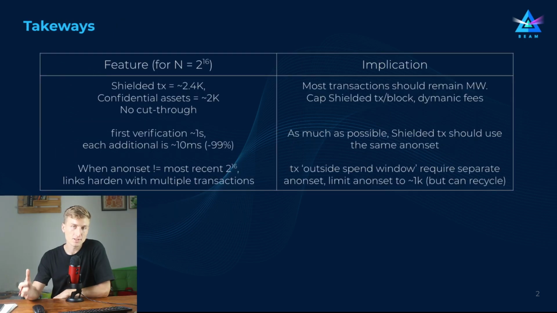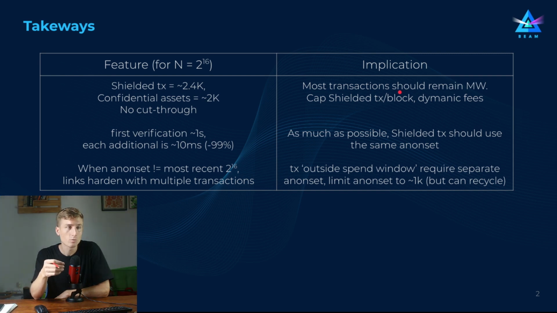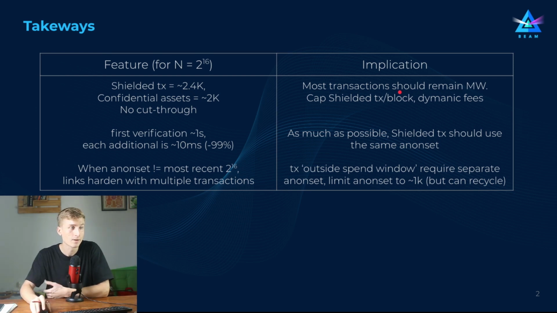Now, what are the practical considerations for this current Beam implementation of Lelantus-mw? So first of all, the transaction size is significant, all right? And unlike a mw transaction, it cannot be cut through. So it's intended as an add-on feature. It can be used on demand when you need extra privacy, right? So also the number of shielded transactions per block will be limited, and we'll just have dynamic fees in order to make sure that this is fair, right, and accessible to those who need it.